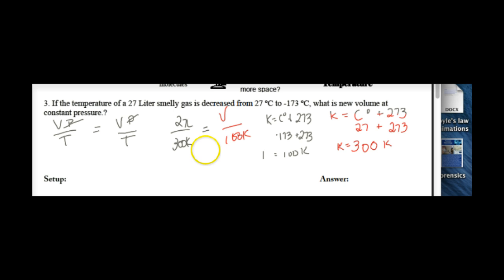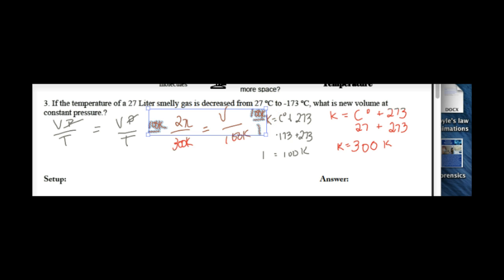Okay, so now we have everything set up. Now we have to solve for this. In order to get rid of this 100 over here, I have to multiply by 100 over 1, and I have to multiply by 100 over 1. Okay, so what you cannot do is just solve for this in the way that maybe you're accustomed to in the past.